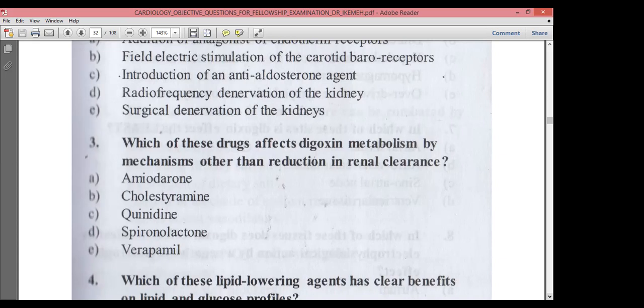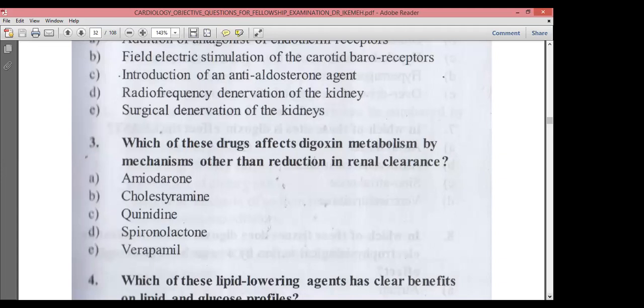Okay, I'm seeing something now. They said cholestyramine is likely to be a weak digoxin binder in the guts. So it binds to digoxin in the guts. So that's how it affects its metabolism. Okay, so it reduces the availability of digoxin. Yes, that's what it does.